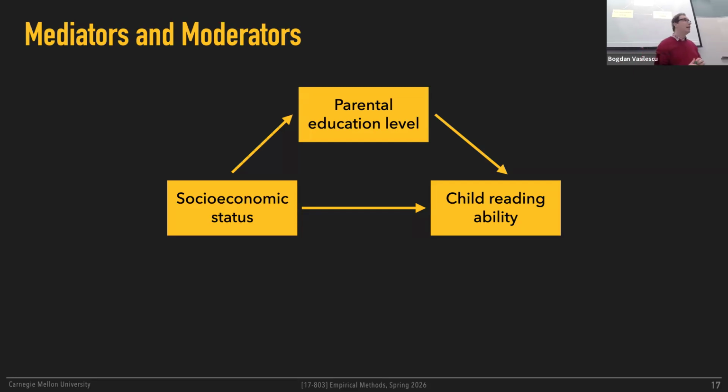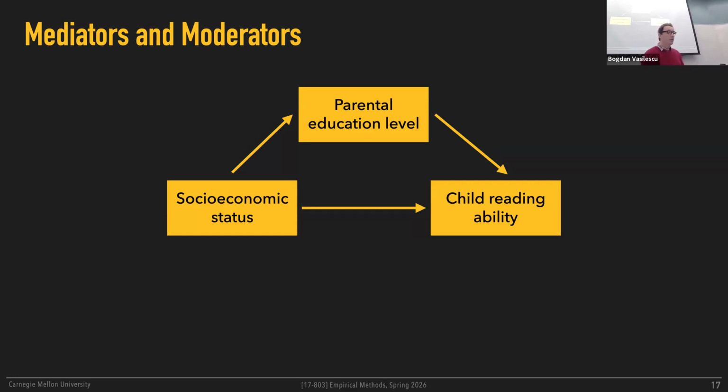Okay? But a mediator here is maybe the parent's education level, right? Because probably parents that came from higher socioeconomic status families had more access to education when they were growing up, obtained higher degrees on average. They maybe value education more or whatever, and in turn, that impacts how well their kids are able to read because they push their kids to read more than other parents.